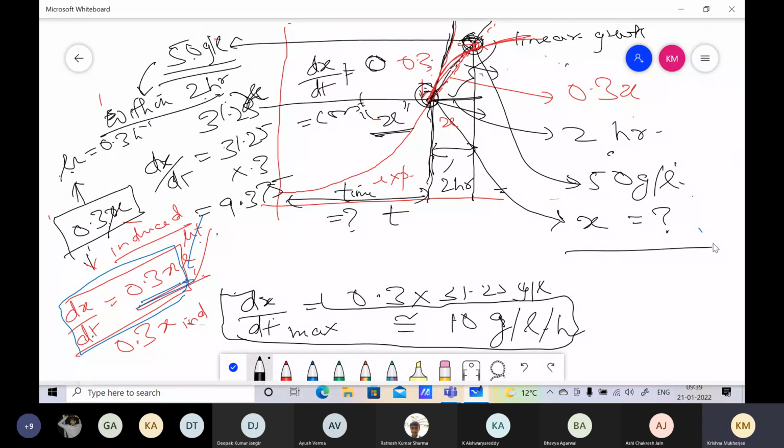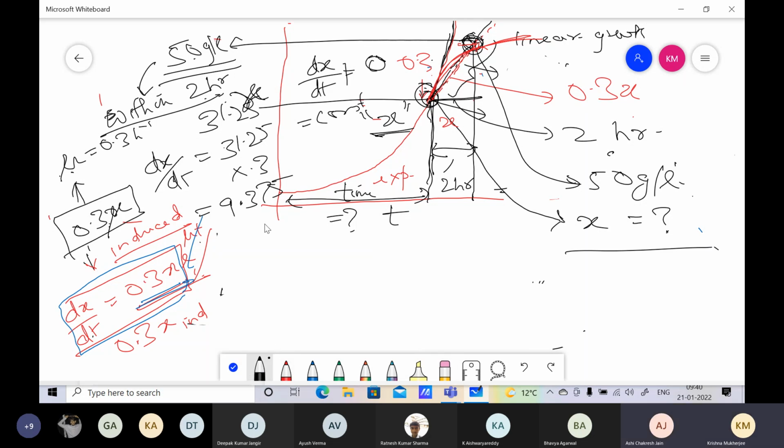Go back and calculate. Don't rely on one person. How will you calculate? Please tell me. Who was it who calculated it? I calculated it, sir. Yeah, so please run us through. 50 minus x at the point of induction divided by 2 is equal to 0.3 into x. That's simple enough.